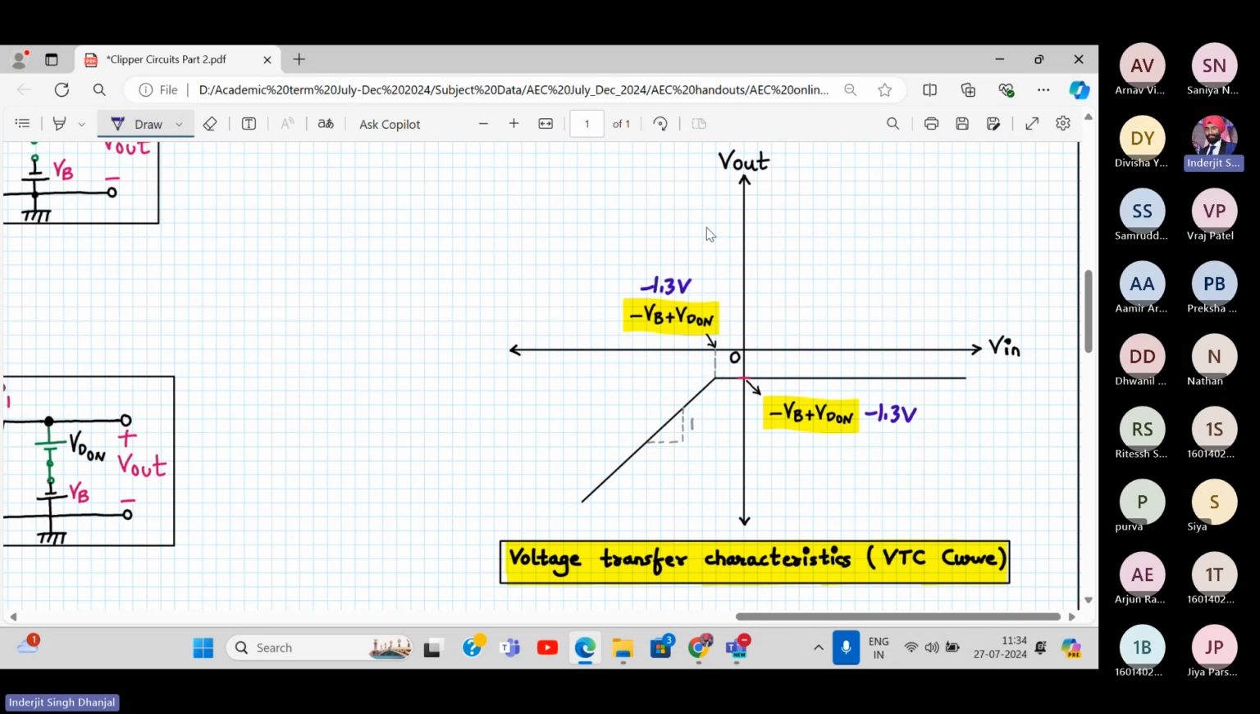So this is my Vin. This is my clipping level in this case, which I'm highlighting in blue color. Below this, Vin is less than VD on minus VB, and above this, Vin is greater than VD on minus VB. VD on is 0.7, VB is 2. For greater than, my diode is on and output is at minus 1.3. For less than, my output follows the input, which is a straight line passing through the origin with a slope of 1. So this is about clipper number 3. Any queries, anyone?